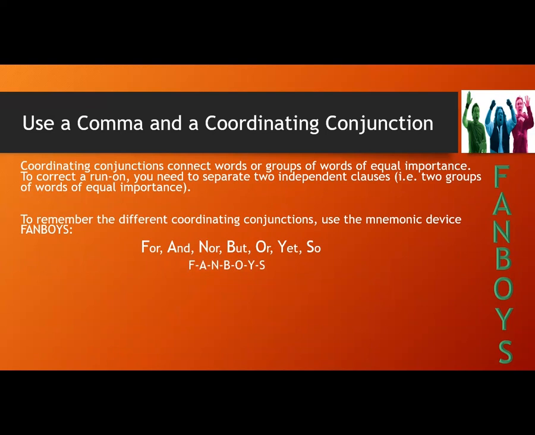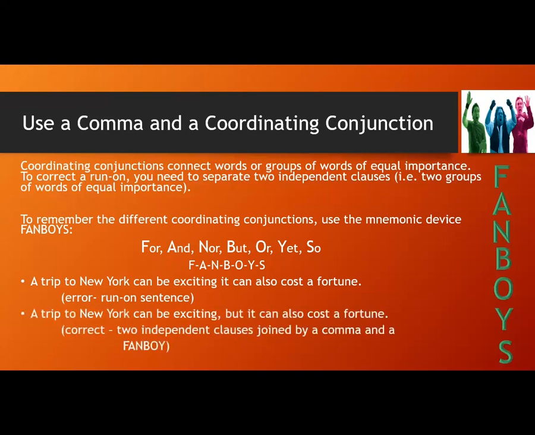Let's take a closer look. The following example, "A trip to New York can be exciting, it can also cost a fortune," is a run-on sentence. It contains two independent clauses. A trip to New York can be exciting, and it can also cost a fortune. To join them, we can simply add a comma and an appropriate coordinating conjunction. A trip to New York can be exciting, but it can also cost a fortune.